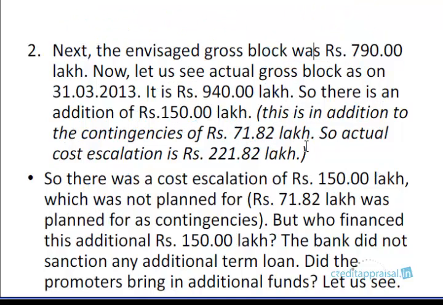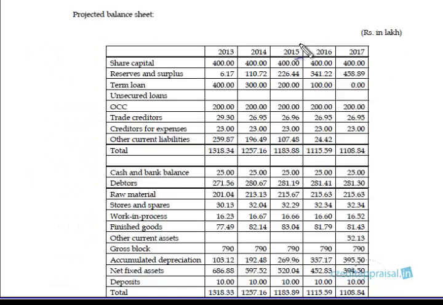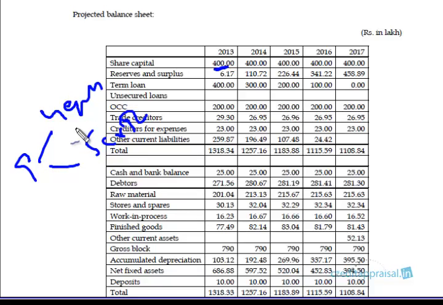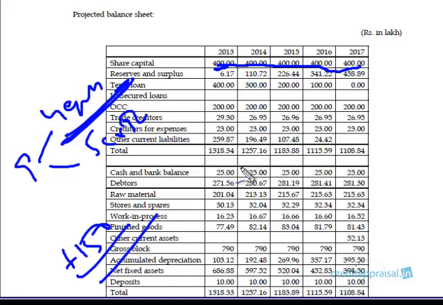So let us go back to the original envisaged project report and see what the capital was. So originally this is the capital. The project cost is 9 crores, 4 crores is equity, 5 crores is term loan. This is the original plan. So obviously the envisaged equity is 400 lakhs. It was projected accordingly at that time. But now we are saying there is a 150 lakh escalation in the project cost. The bank has not sanctioned the term loan, so obviously this should have come from the promoter.